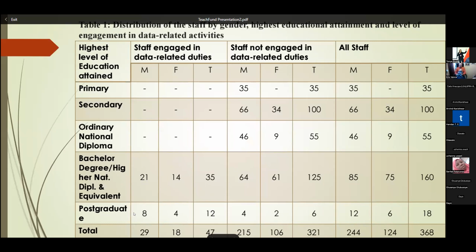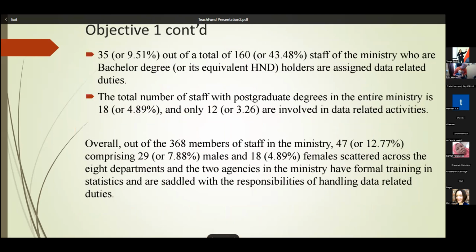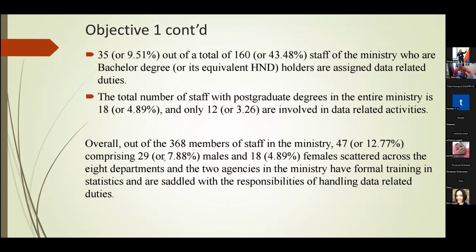Only 8 out of the 21 males have a postgraduate degree. And then 4 out of the 14 females have also acquired postgraduate degrees in statistics-related courses. Now, from the table, you will notice that 35 out of the total of 160 staff of the ministry who are bachelor degree holders are assigned data-related duties.